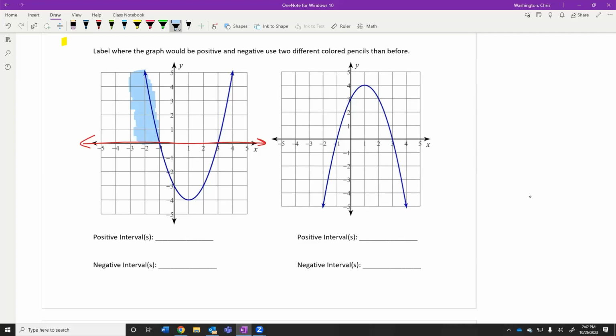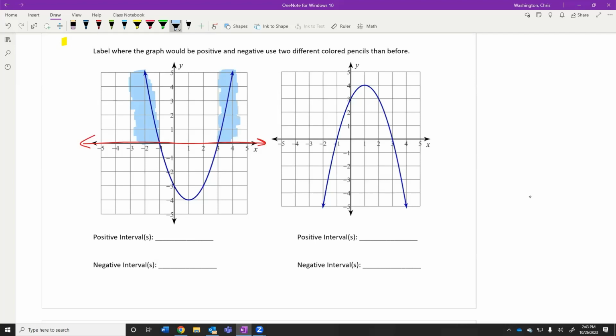We also have another positive interval because maybe this roller coaster went underground and came back up above the ground over here on the right side. So all of this over here would be positive. So that part of the graph would be positive.